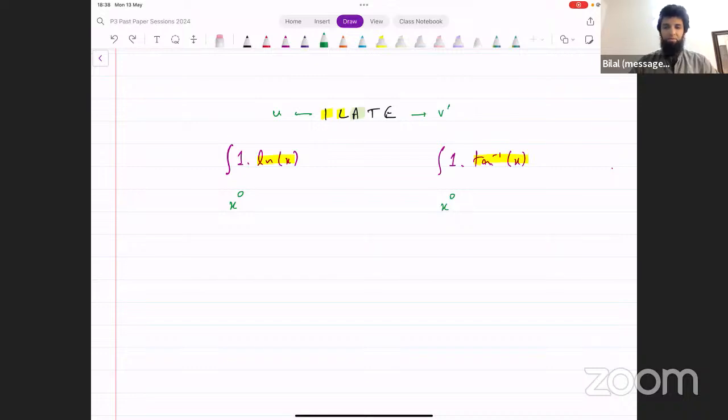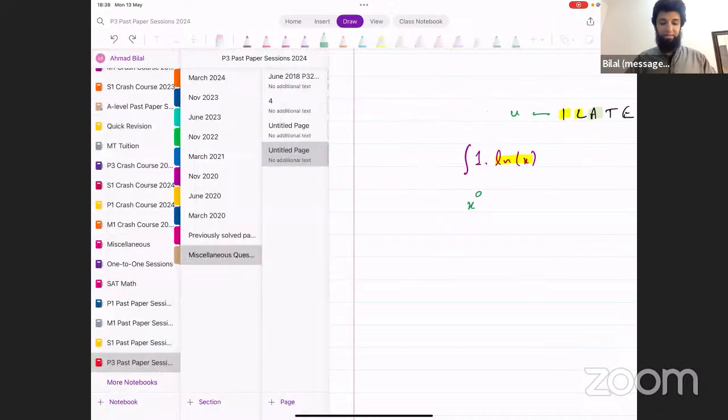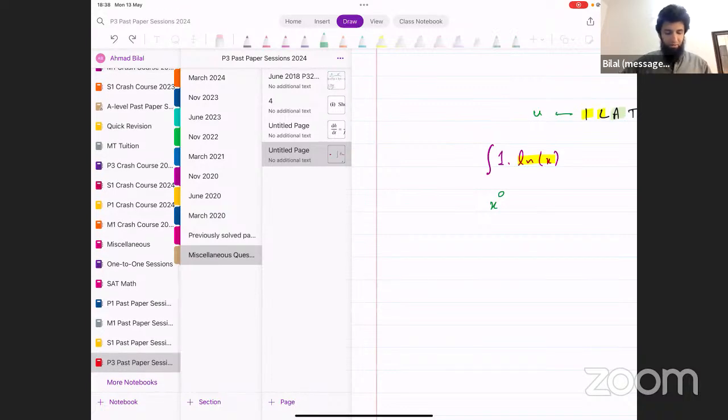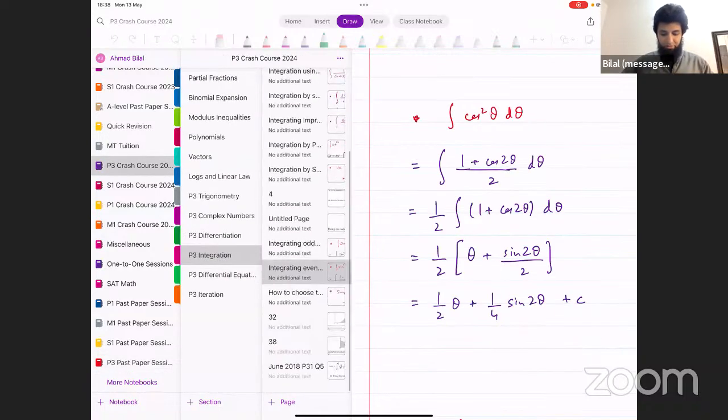Okay, now some other important integrations that you need to remember that they have started testing in some recent papers. They did not used to be tested before, but now they've started doing that. Let me show that to you quickly here as well. P3 integration.